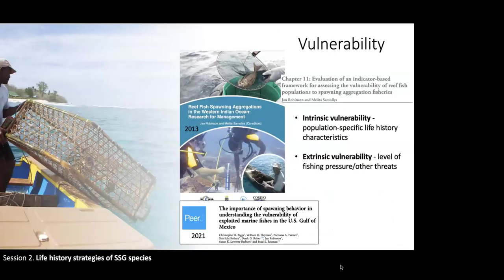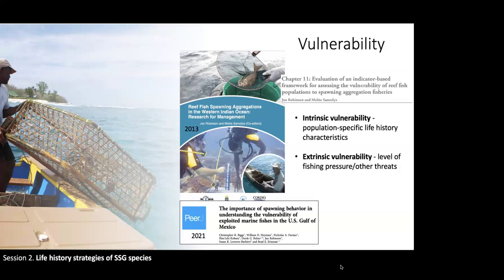The final topic I want to touch on is understanding species vulnerability to fishing and what life history strategies make fish intrinsically vulnerable to fishing. I'm presenting here a vulnerability framework we used in Eastern Africa for species that form FSAs, not SSG species here, I'm afraid. And this is captured in this book on FSA research for management that Jan Robinson and I edited in 2013. It's available on the Hoover Toolkit.